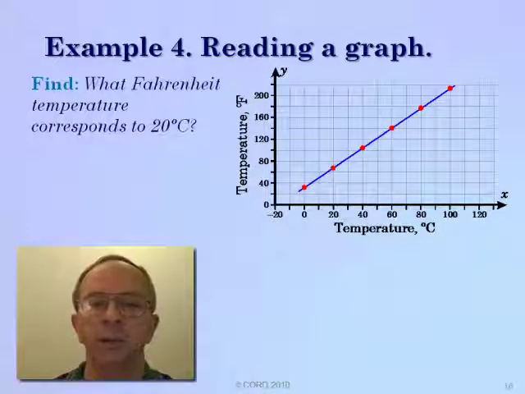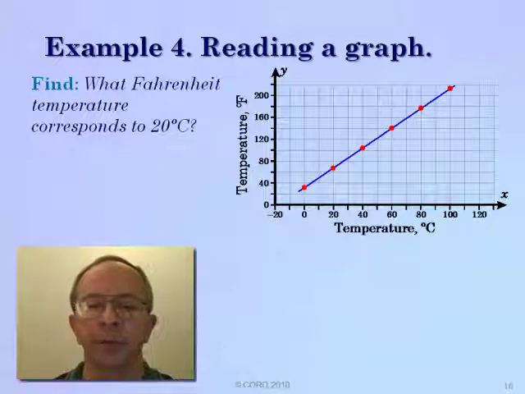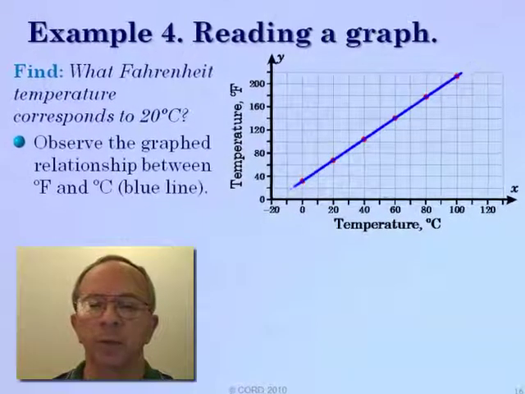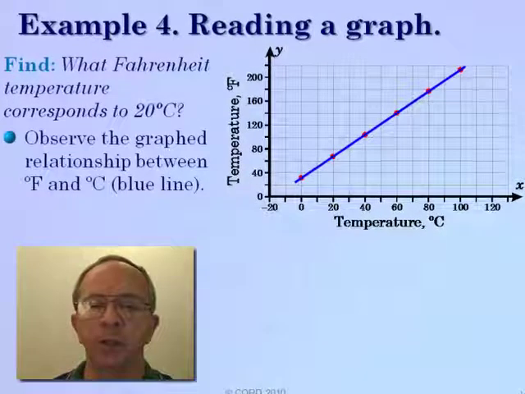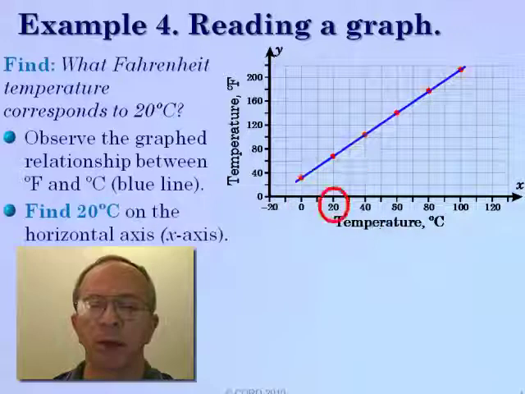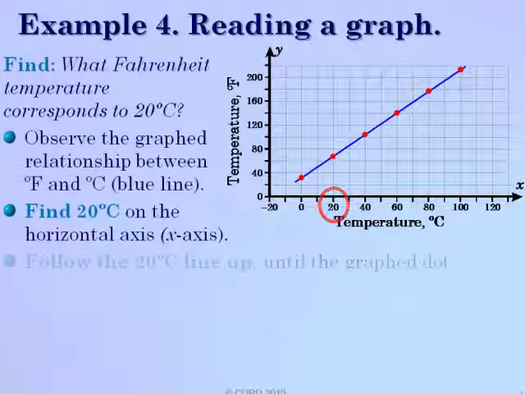So here's an example of reading a graph. We'll look at that Fahrenheit temperature graph. What Fahrenheit temperature corresponds to 20 degrees Celsius? Well, you observe that graphed relationship between the F and C. That's that blue line. Let's find 20 degrees C on the horizontal axis.